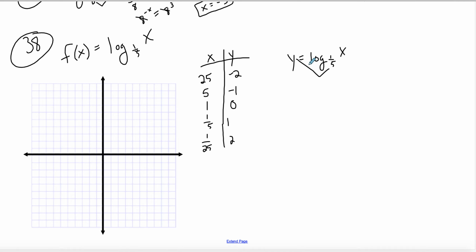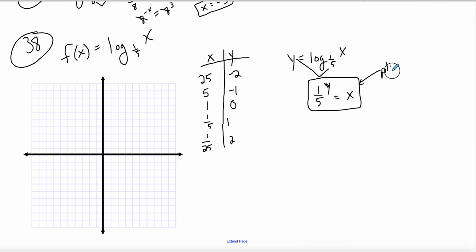So boom, boom, check mark from the base to the other side. We have 1/5 to the y equals x. That's how we turn those into exponentials. We go from the base, check mark, to the other side, and then we now have this. So I've turned this into an exponential equation. I don't want to plug into the x because it's going to make it just as hard as I did over here. I want to plug into the y.